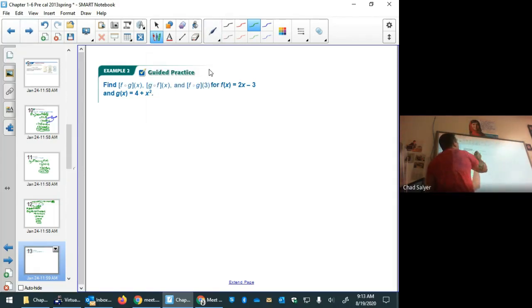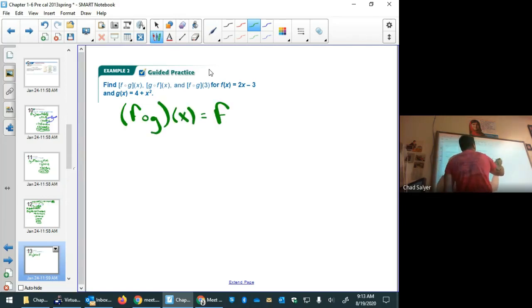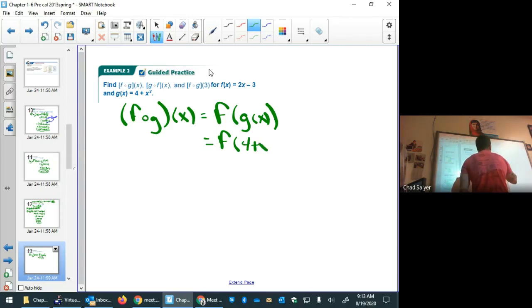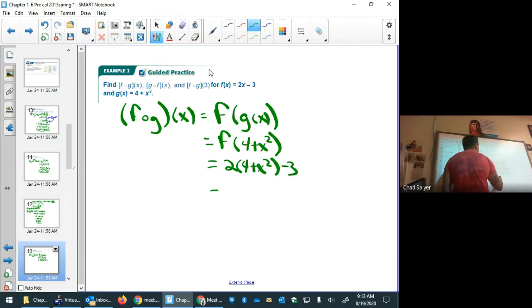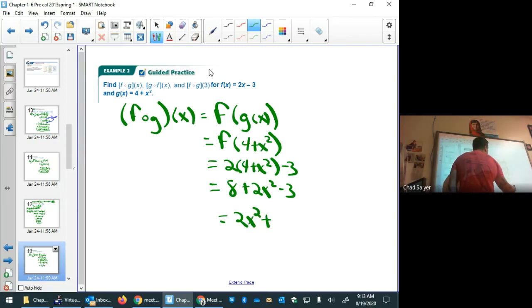Okay, so find f of g, g of f, and then f of g of 3. So first, f of g of x is f evaluated at g of x, which is f evaluated at 4 plus x squared, which is 2 times 4 plus x squared minus 3. And so that's 2 times 4 is 8 plus 2x squared minus 3. 8 minus 3 is 5. So let's write it 2x squared plus 5.